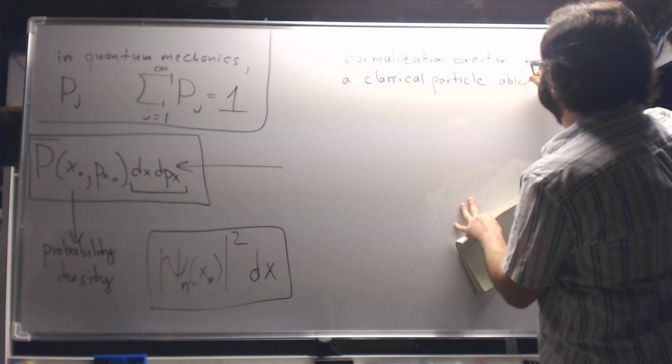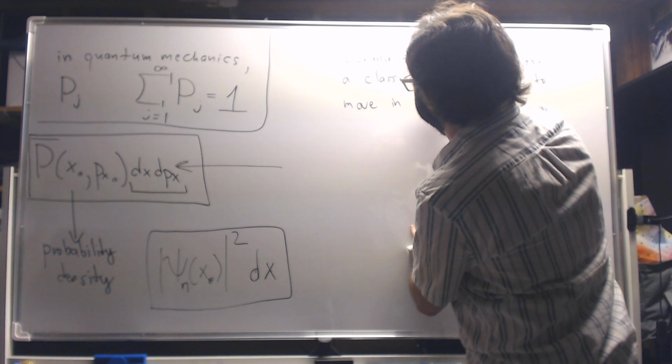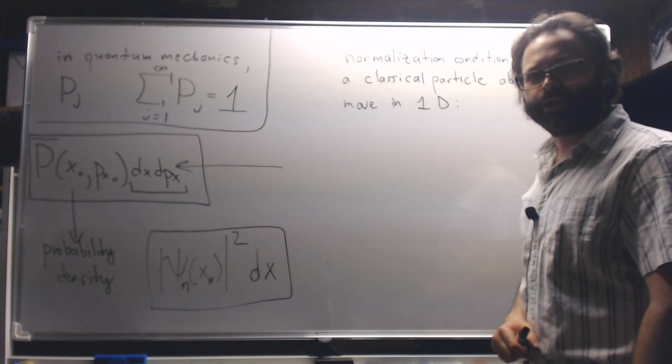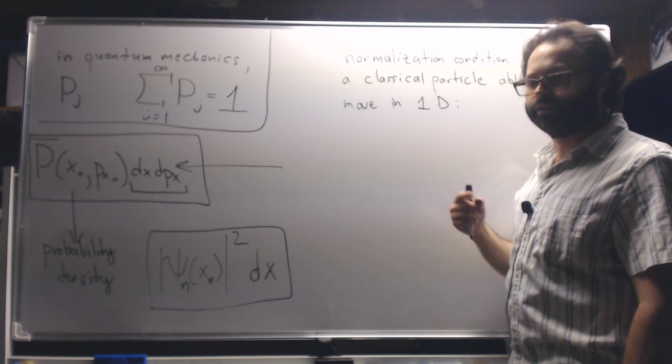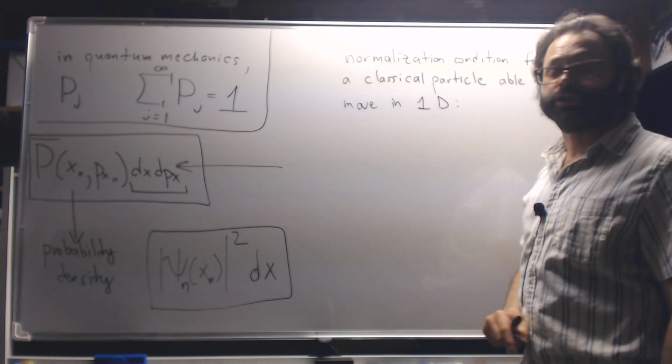Able to move in 1D. So if it's a single particle and it's moving in one dimension, then only two numbers need to be specified to specify the classical state of this particle. The instantaneous position, the instantaneous momentum only in the x direction. That's all it can do.